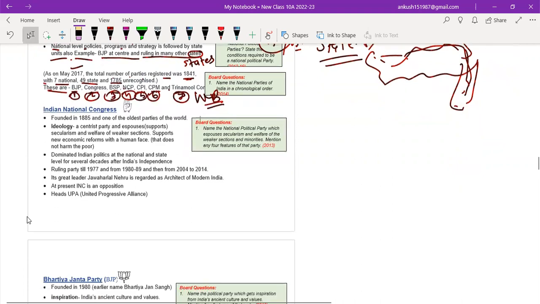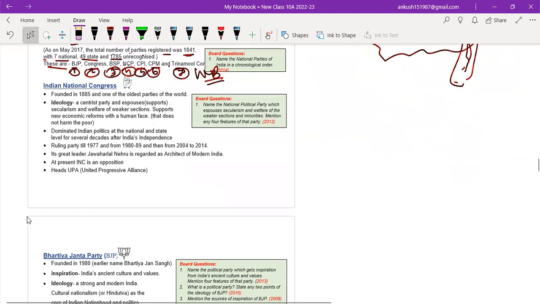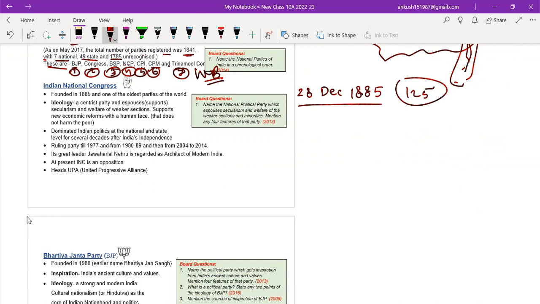Yes, sir. Okay, then let us understand now the national parties in India one by one, their establishments and even their ideologies, their way of ruling the country, and what they think the country should be. Founded, I told you, Indian National Congress, that is Congress Party, was established on 28th of December 1885. Almost 125 years have passed, and that party has been celebrating. What is the ideology of this party? It is a centrist party and espouses, that is supports, secularism and welfare of weaker sections.